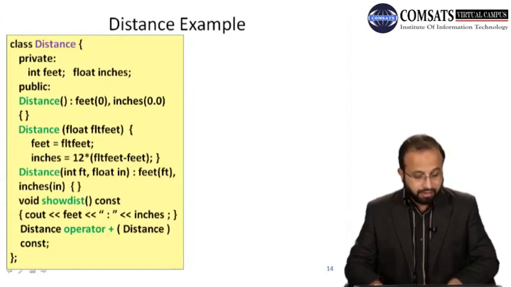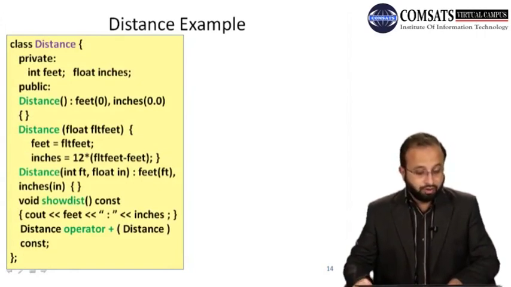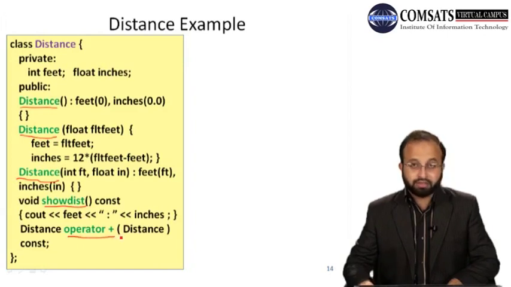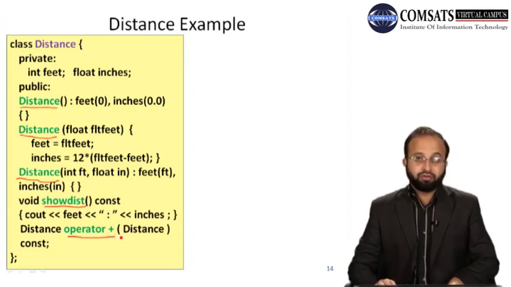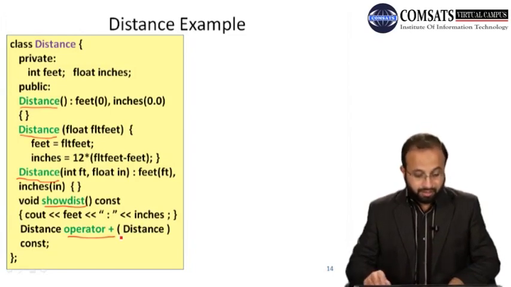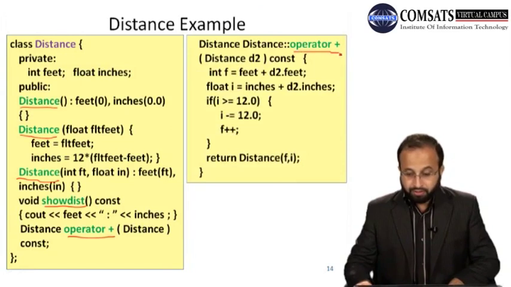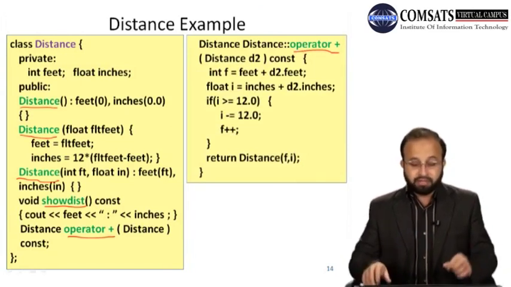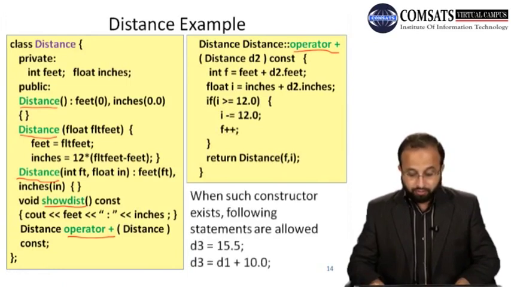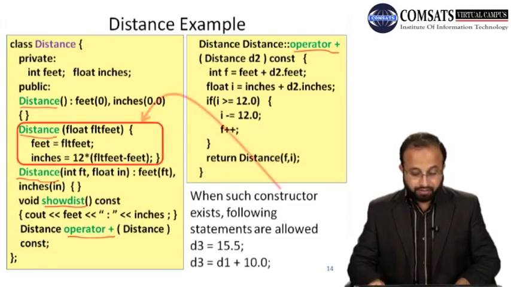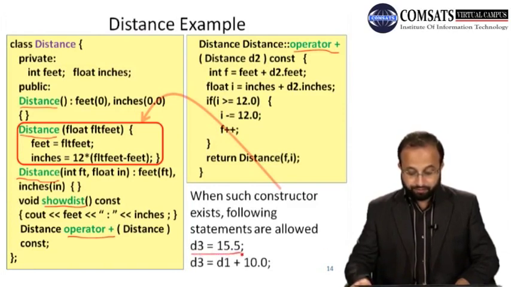Let's see the distance example. So this is a distance example. इसमें हमारे पास distance की class है, that is we already know this class. So we have a default constructor with one argument, and this is a constructor with two arguments, and show dist function, and one member function that is operator plus. So एक operator जो plus का operator है उसका overloaded function भी हमने इस class में लिख दिया है. This is the definition of operator plus function, right? So ये चीज़ें हमें already पहले से ही मालूम है, ठीक है. So let's go through quickly. So when such a constructor exists, if that kind of constructor exists, then the following statements are allowed. For example, we can write a statement like this as well.